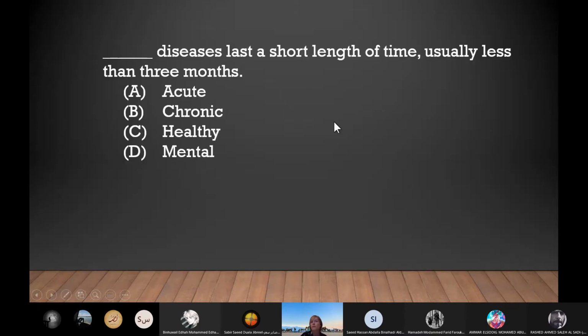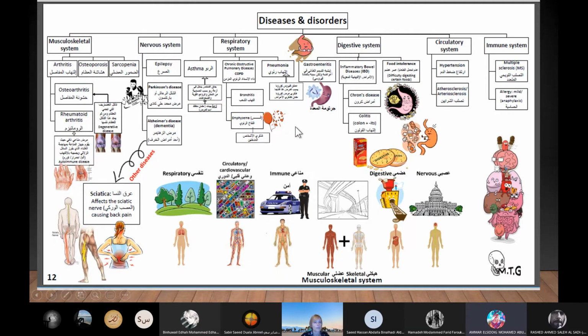Let's look at some specific questions now for several diseases. We said that a disease that is a short length of time is acute. Acute, that's right. Let's look at the individual body systems and the diseases that we studied in each of those. We'll take them one at a time and talk about these individually.